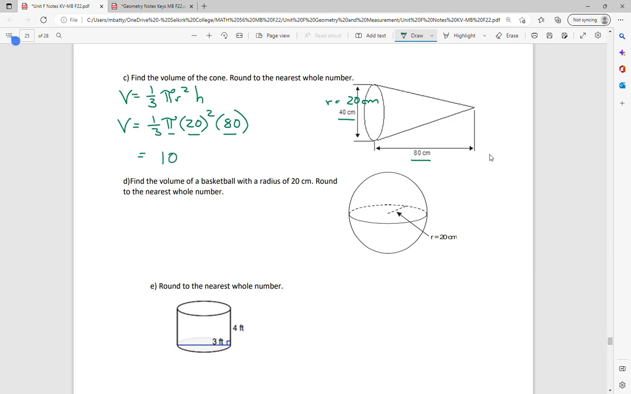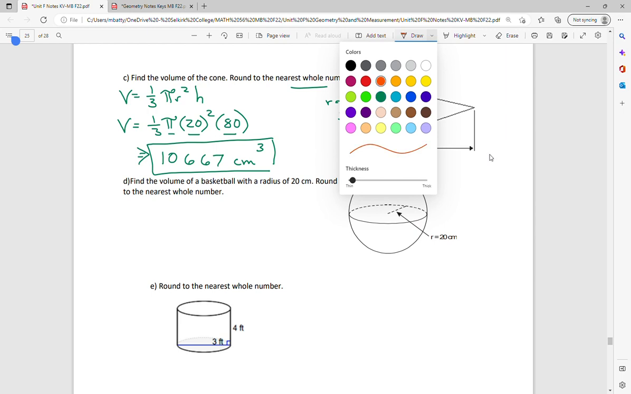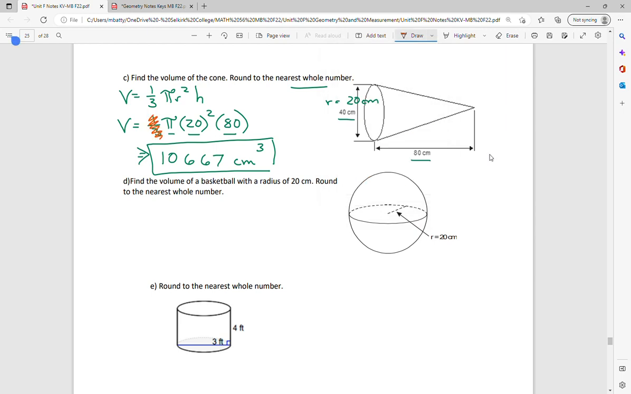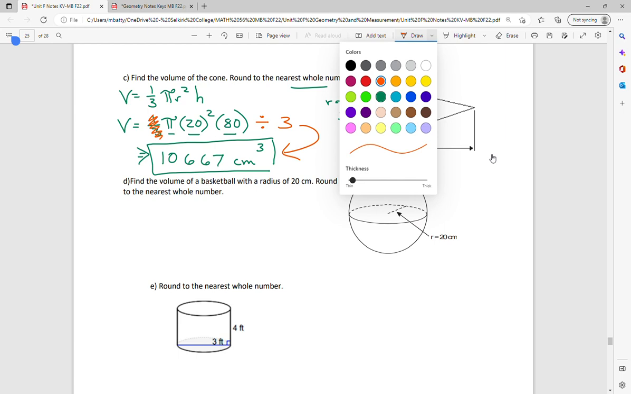In this one, when we round to the nearest whole number, I get 10,667 centimeters cubed. Take a minute to be familiar with your calculator because I think that's an important skill in this. So what I'm saying is you could just forget the 1/3 there and take your answer and divide it by 3. You're going to get the same answer. And that's something you can do most easily on your calculator.